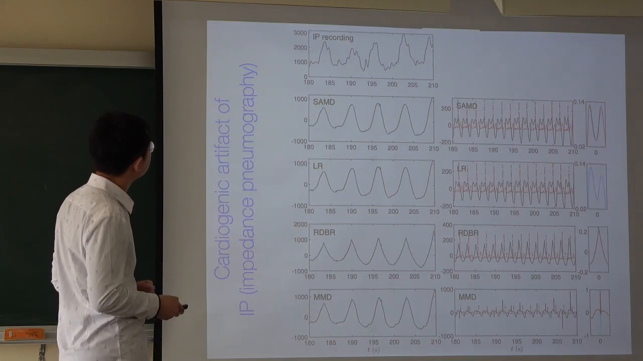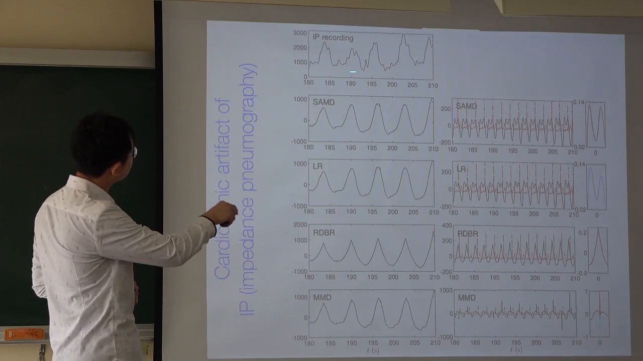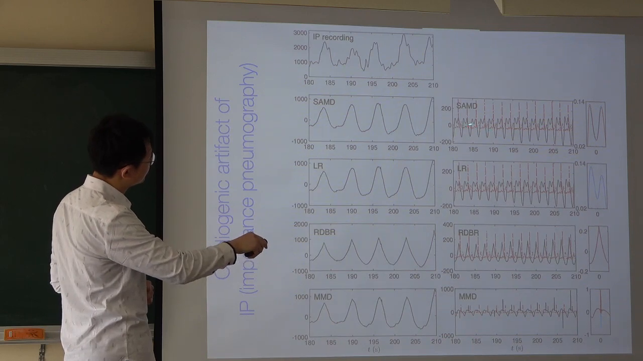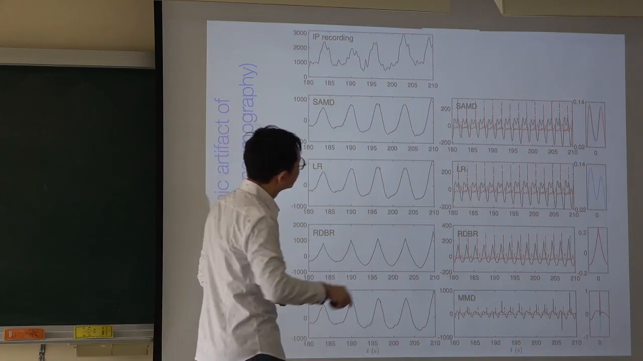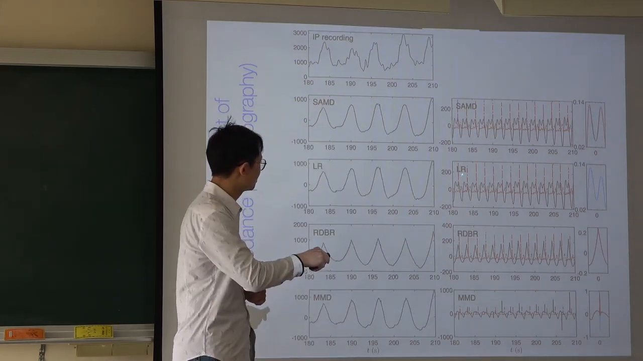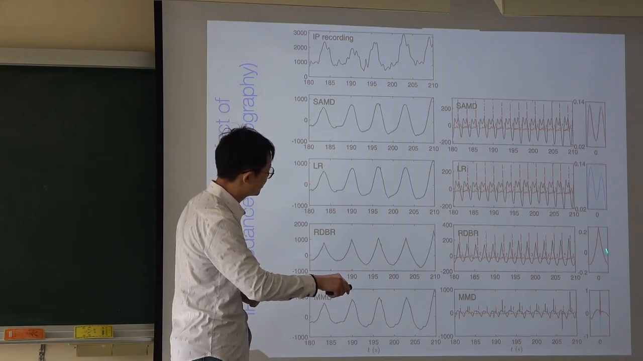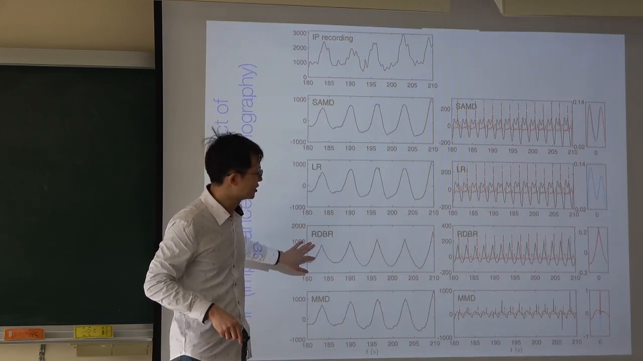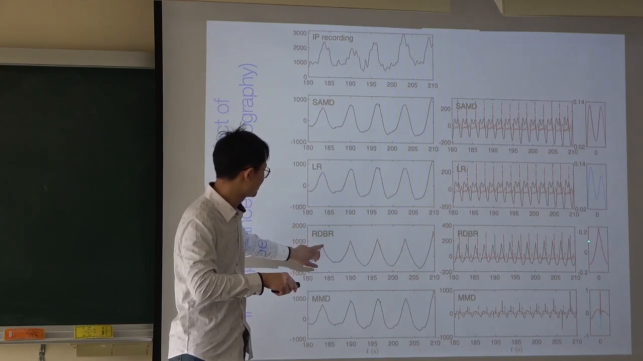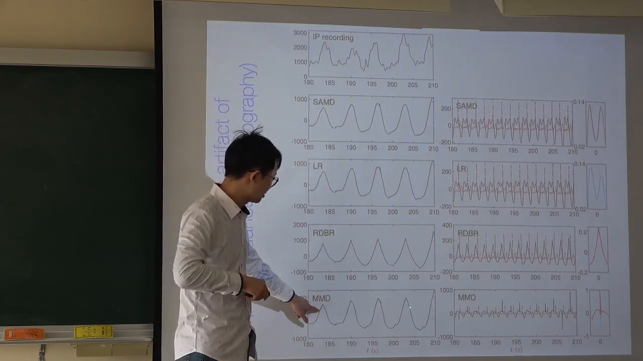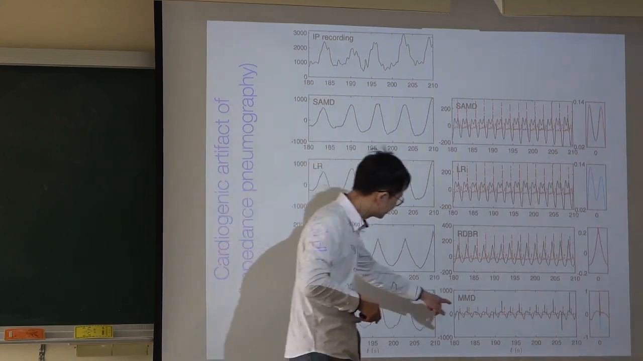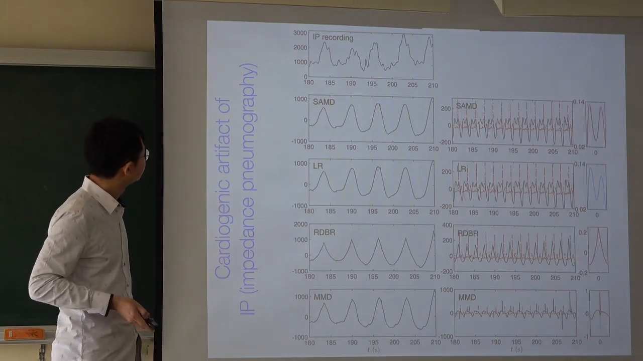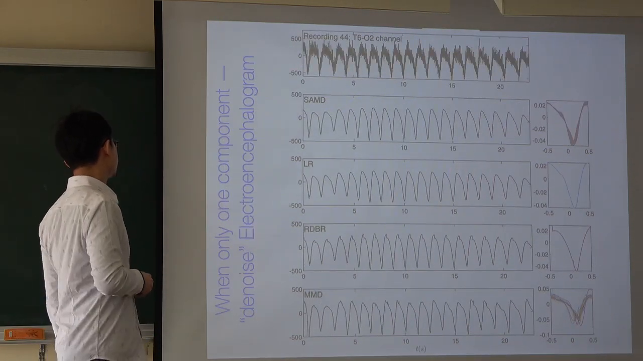Now there are some real examples. So this is a cardiogenic artifact, and this is a respiratory signal. If you use SAMD to do decomposition, you can get the respiratory signal and the cardiogenic artifact. You can see the wave shape does change. But with local linear regression and RDBR, the wave shape is fixed. I have to say this RDBR is not realistic. A respiratory signal cannot have this spike. And this MMD is okay, but it has a lot of strange spikes in the end, which is again not very physiological.